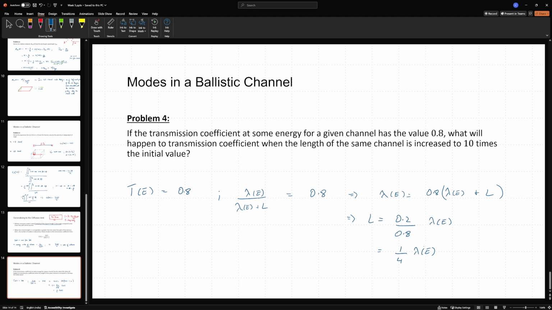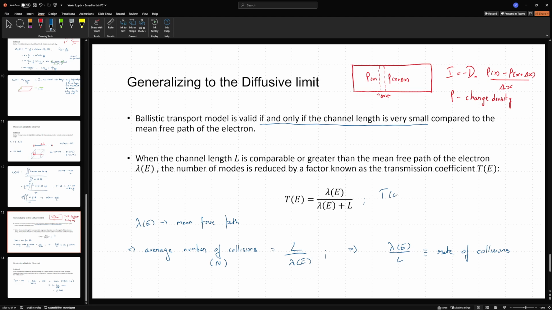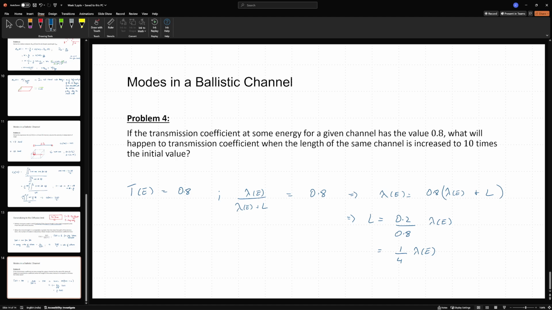Observe that T of E is equal to 1 for fully ballistic transport. However, as you can see here, even when the channel length is 1/4 of the mean free path, I'm not getting transmission coefficient equal to 1. So what we need to understand is that essentially for this quantity to be 1, L should almost tend to 0. It should be very small compared to lambda of E. Even being close to lambda of E is not acceptable, because there is a non-zero probability for collisions to occur.